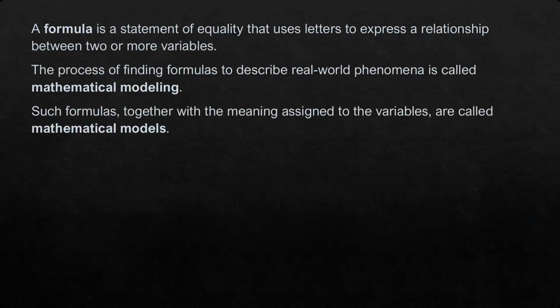It says a formula is a statement of equality that uses letters to express a relationship between two or more variables. The process of finding formulas to describe real-world phenomena is called mathematical modeling. Such formulas, together with the meaning assigned to the variables, are called mathematical models. So for the next two examples, we're going to need the following formulas.